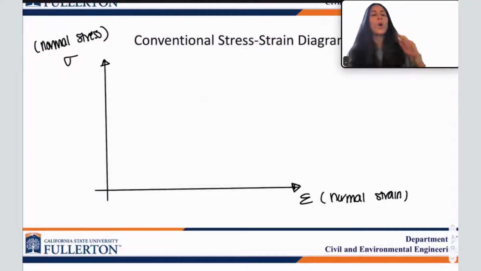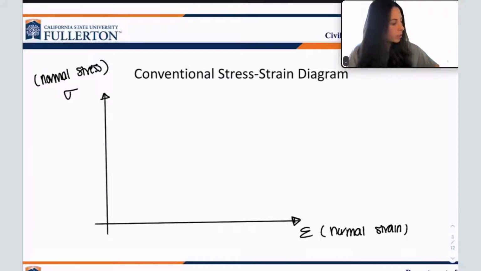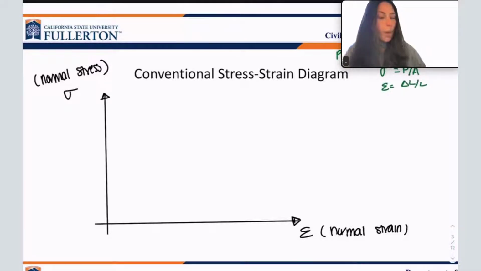We have 4 different regions that we're going to cover in a little more detail. Just to pull back so we know what we're even drawing, think of a bar like this. What we're drawing is a diagram that corresponds to pulling this bar in tension. Remember this is P and this bar has some cross-sectional area: sigma equals P over A, epsilon equals delta L over L, the change in length over the original length. So if we pull with some P, what is the corresponding normal stress and strain as we increase that loading P? That's what's happening on this diagram.